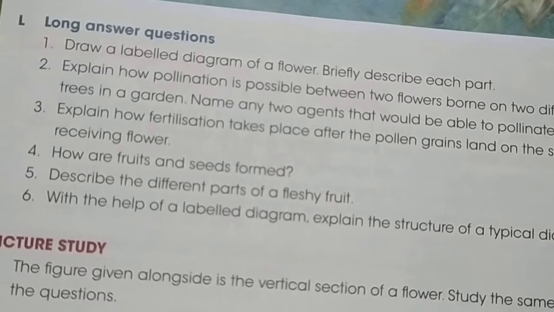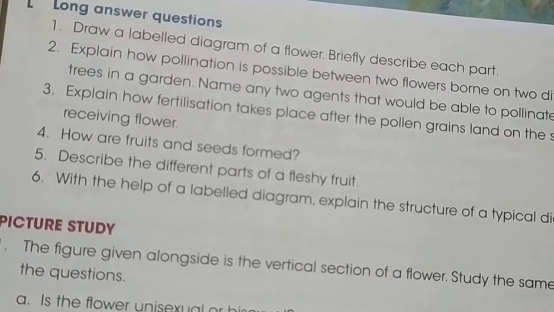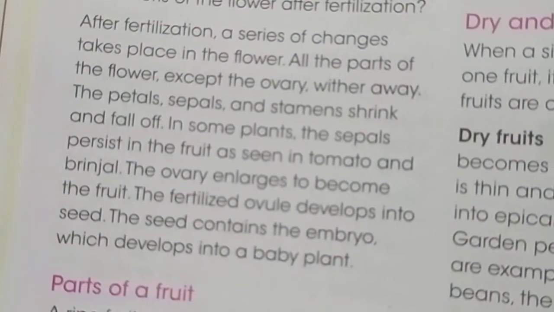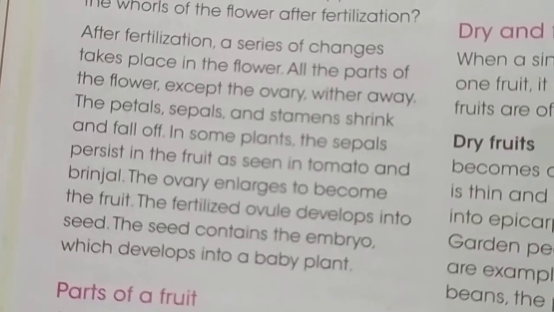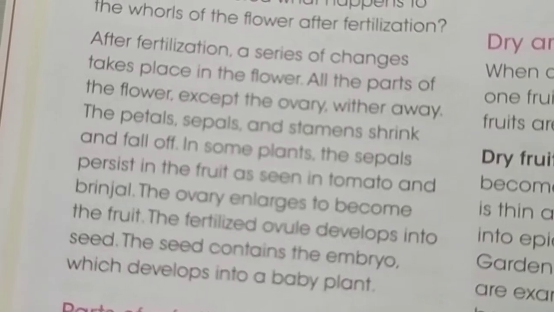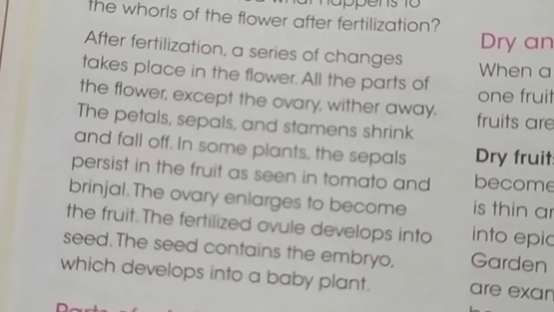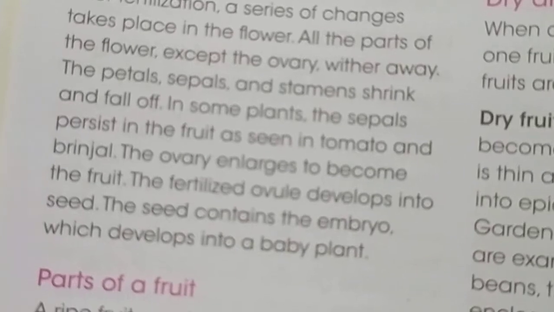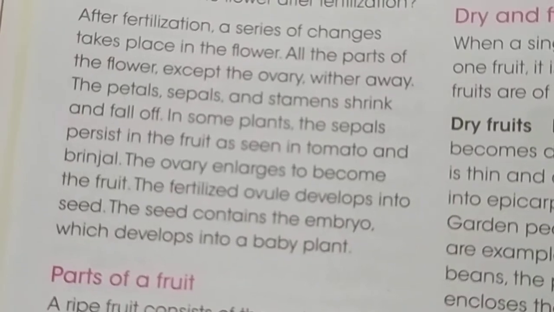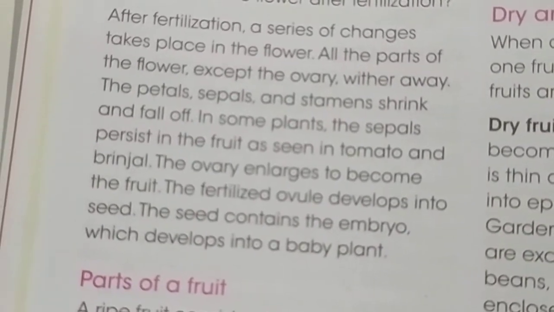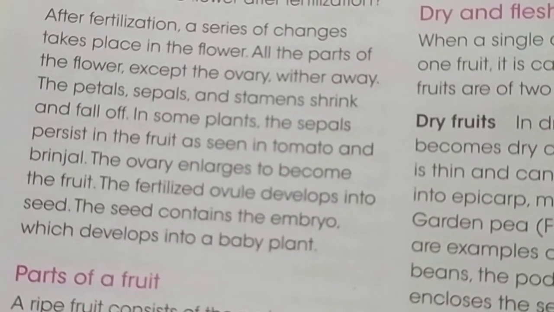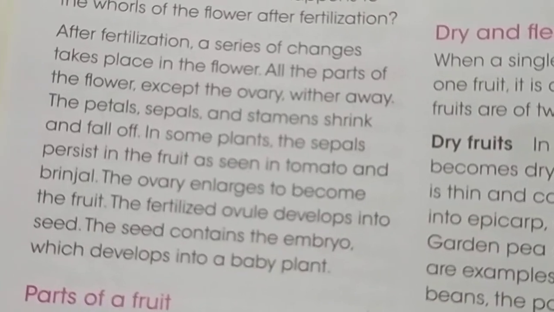Okay. Now next question number 4. How are fruits and seeds formed? The answer is, after fertilization, from there you will start, a series of changes take place in the flower. All parts of the flower except the ovary wither away. Wither means they will dry away. The petals, sepals, stamens shrink and fall off. In some plants, the sepals persist in the fruit, like tomato and brinjal. Ovary enlarges to become the fruit, and ovule develops into the seed. And the seed contains the embryo, which develops into a baby plant. So up to baby plant.